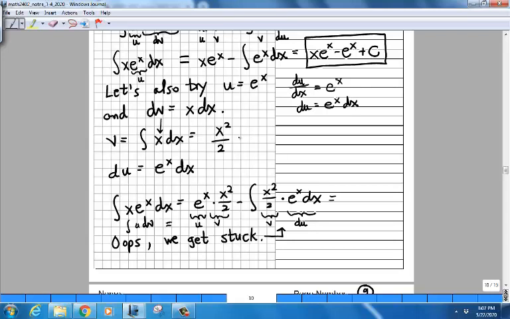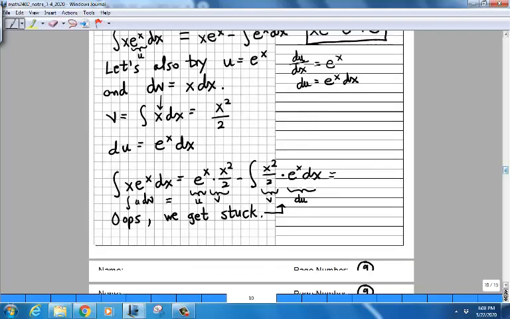Our first choice for u and dv worked, because we were able to get our antiderivative, x e to the x minus e to the x plus c. But when we tried this choice for u and dv, unfortunately, we weren't able to complete the process because we could not find this antiderivative. That illustrates the fact that when you're using integration by parts, the choice of u and dv is really crucial. That's what's going to allow you to actually use the integration by parts formula.